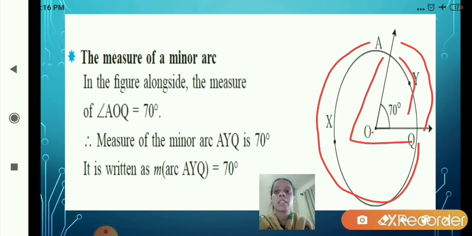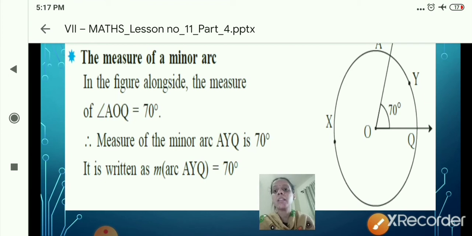Because in the previous slide we have seen that the measure of the central angle is equal to its corresponding arc. So arc AYQ is also equal to 70 degree. The measure of the minor arc AYQ is 70 degree, and it is written as m arc AYQ equals 70 degree, where m means measure. So if AOQ is 70 degree, then the arc AYQ is also 70 degree. This is about the central angle and the measure of the arc.